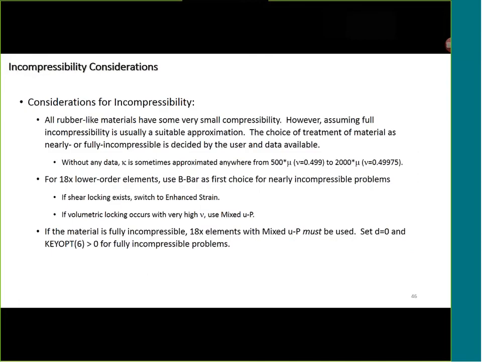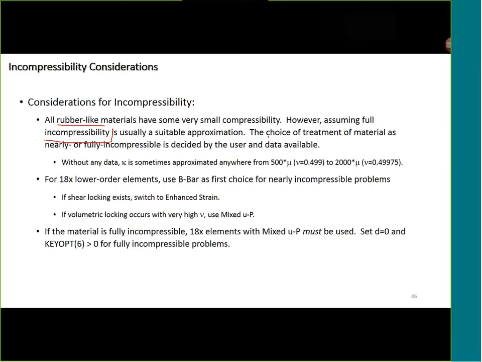So here are some considerations for incompressibility. Typically rubber-like materials will have very small compressibility, so it is a fair engineering approximation to take the Poisson's ratio as 0.5 so that the material is incompressible. However, there are certain situations where even the small compressibility becomes very important.